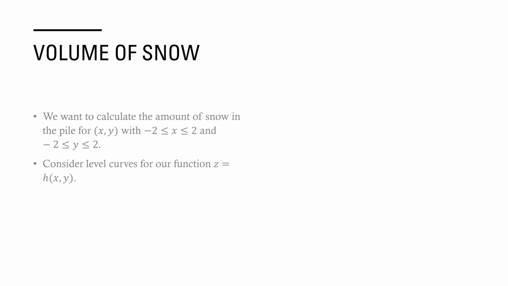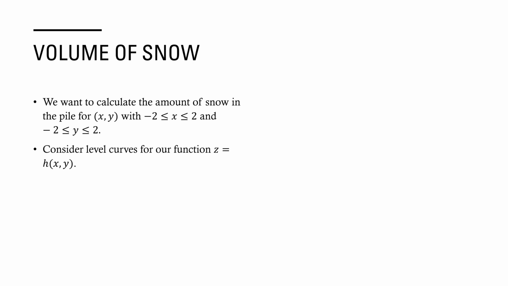So what we want to do is calculate the amount of snow in this pile, and we're just going to say, let x be between -2 and 2, and y between -2 and 2. So we'll start off by supposing we just want the volume over this square in the xy plane. And one way we can look at this is to consider the level curves of our function for a moment.